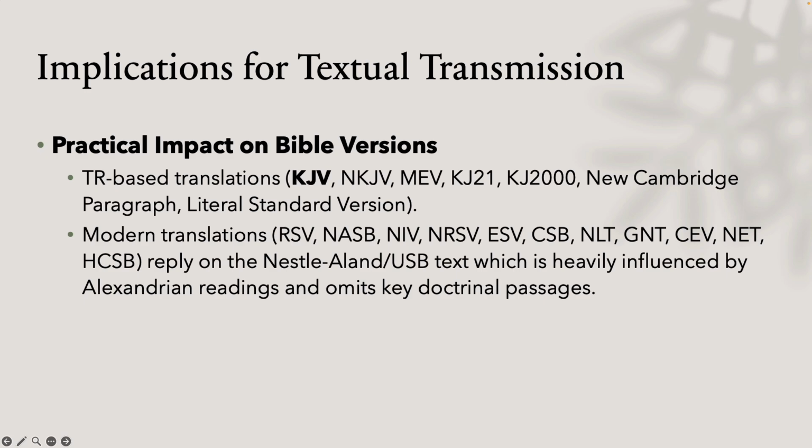And then obviously for the modern translations, you have a whole alphabet here of Bible translations, and again they rely on the Nestle-Aland or the UBS text for their translations, which is obviously heavily influenced by the Alexandrian manuscripts, which is why you pick up an NIV or ESV or whatever, and they'll have missing verses and changes.